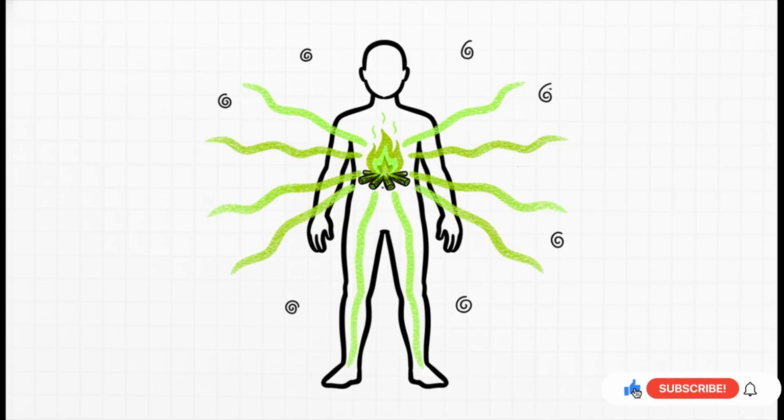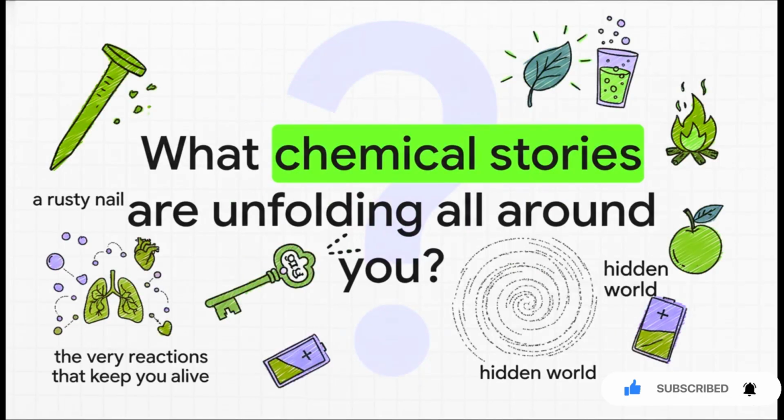But here's the truly amazing part. The reaction happening inside your own body right now to give you energy, respiration, is also an exothermic process. You are literally powered by a slow, controlled chemical fire. So, think about it. We've gone from a simple rusty nail all the way to understanding the very reactions that keep you alive. You now have the key to deciphering this hidden world.